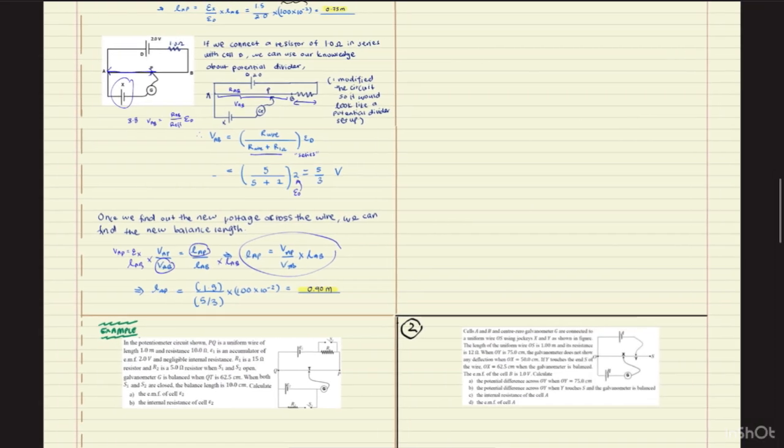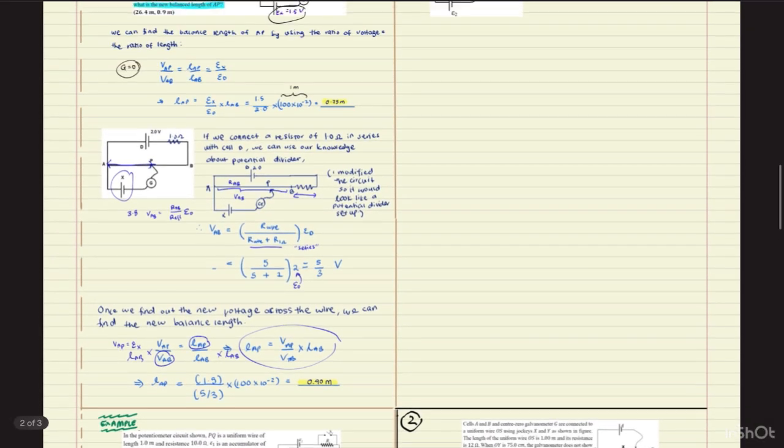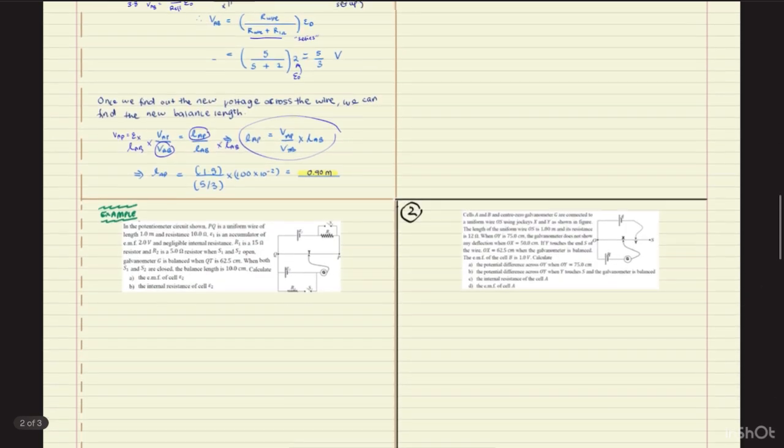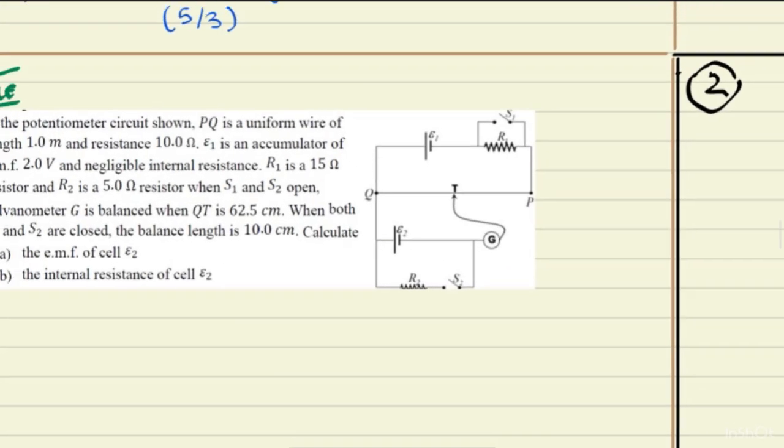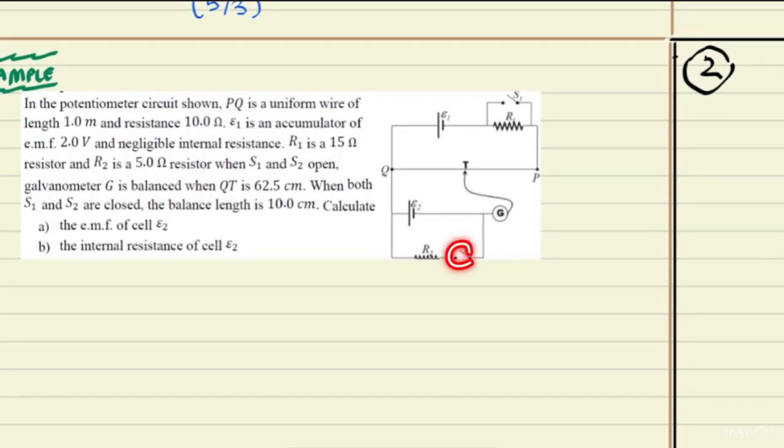Okay, let me show you another example, because it is difficult to understand from one example only. So we move on to another example. If you look at this case, because there is a switch here, it means it is a case of checking internal resistance. Okay, R2. Let's read the question and see what it gives.